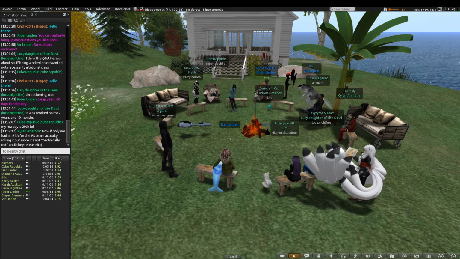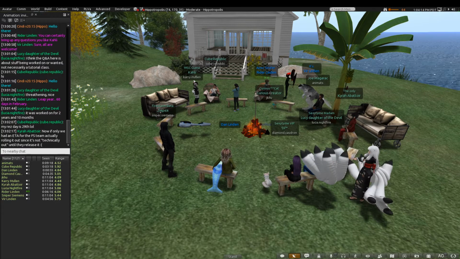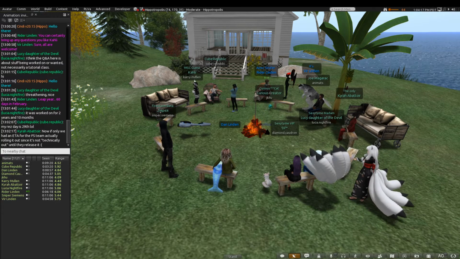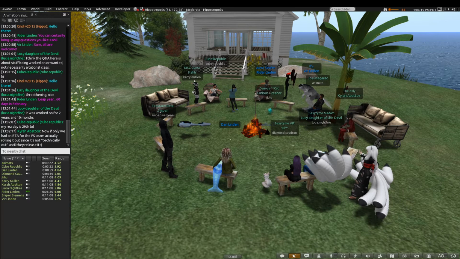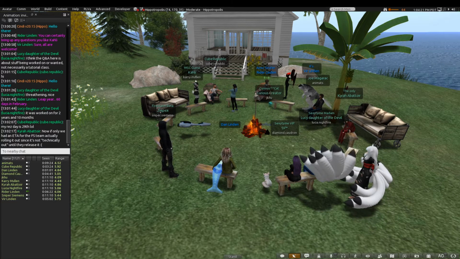Also, you could influence another agent's environments through a script.